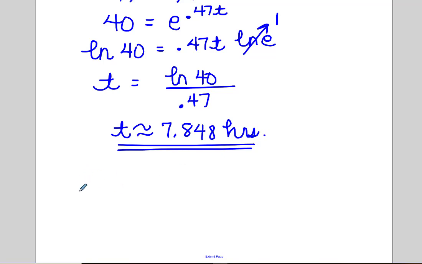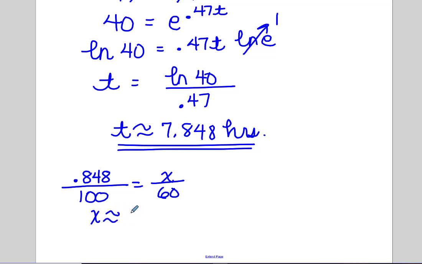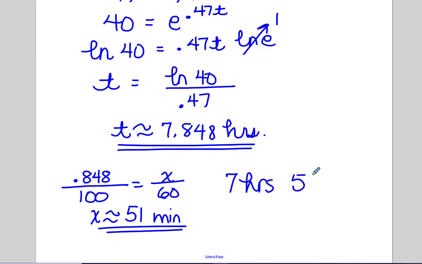Now, if you wanted to figure out how many minutes 0.848 is, you could say 0.848, that's 100%. So x is to 60 minutes as 0.848 is to 100. So this divided by 100 leaves us about 51 minutes. So if you needed to, you could convert that and say 7 hours and 51 minutes. At about that time, there will be 20,000 bacteria present in that growth.